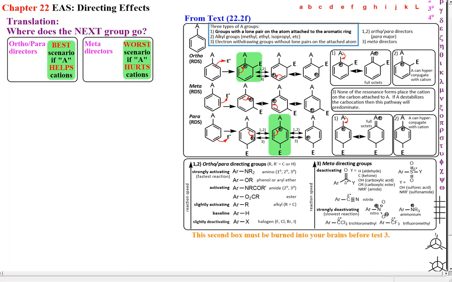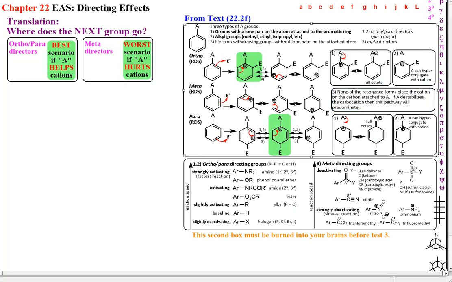Second scenario is if A is an alkyl group like a methyl, ethyl, isopropyl, tert-butyl, etc. That's in this box over here. A will hyperconjugate with the carbocation, which is a good thing. Not as good as resonance, but better than not having hyperconjugation. So if A is a hyperconjugator, we like the ortho situation and the para situation because they both result in a cation where A can directly help. None of the resonance forms in situation 3 place the cation on the carbon attached to A, so the meta mechanism will be used if A destabilizes the carbocation.